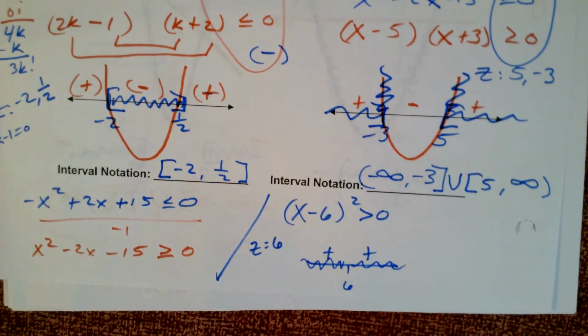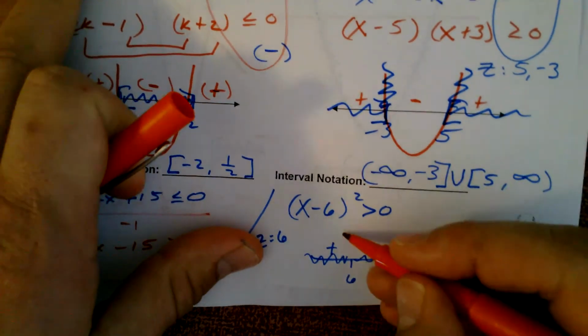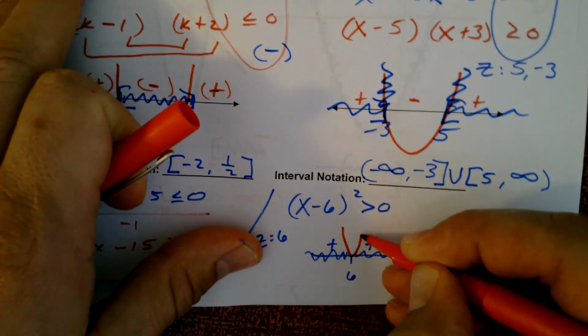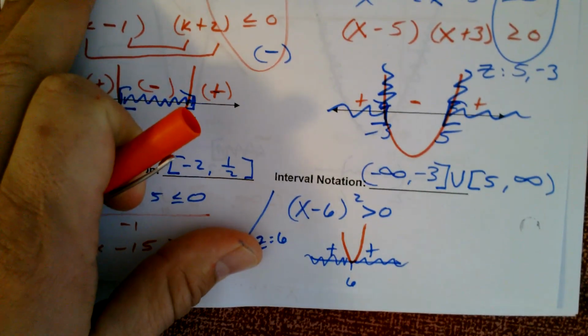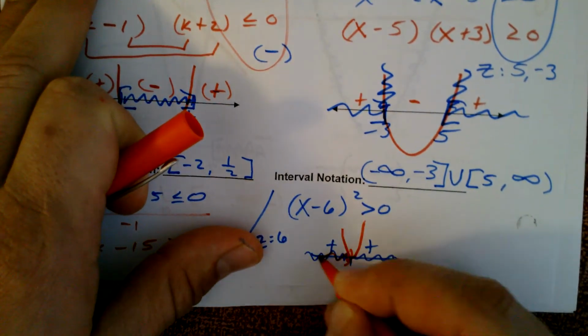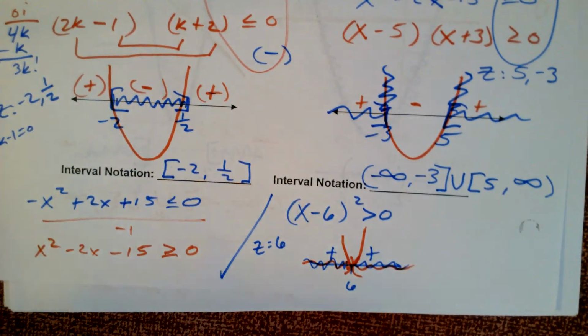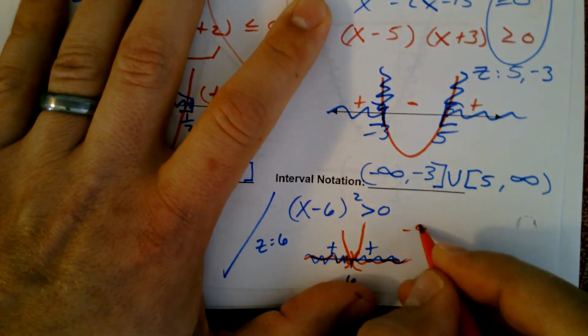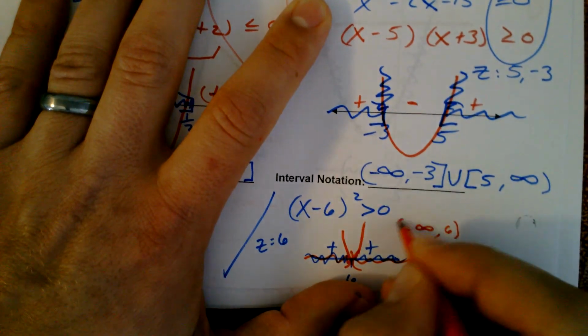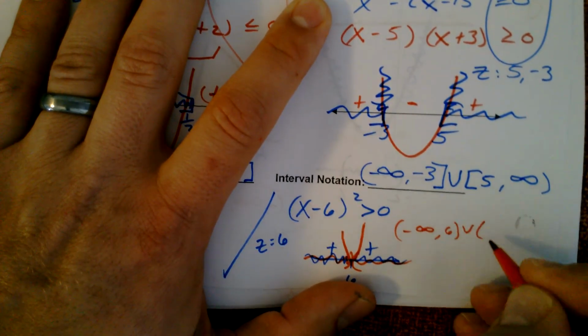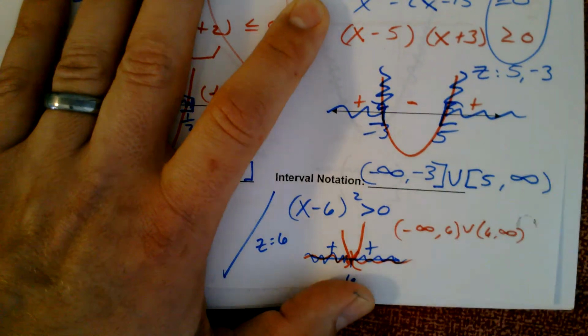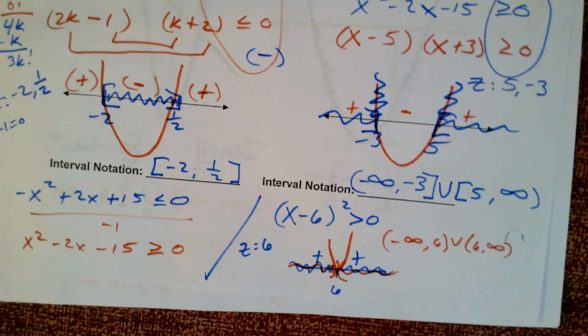Okay, and the reason is this is a quadratic that touches the x-axis and goes back up. So the graph is positive everywhere except for 6. And to say that using interval notation would be negative infinity to 6, union 6 to infinity. We just have parentheses on the 6.